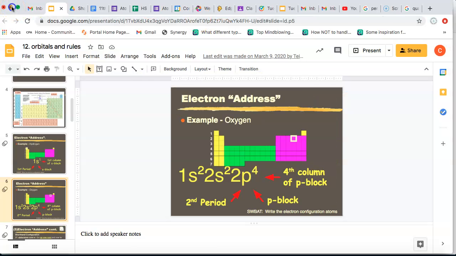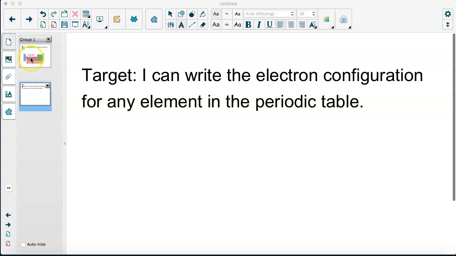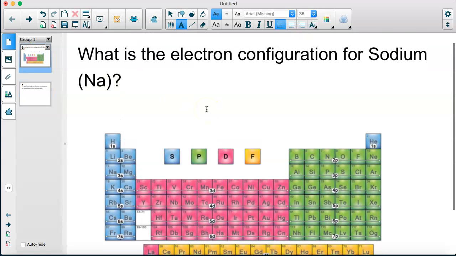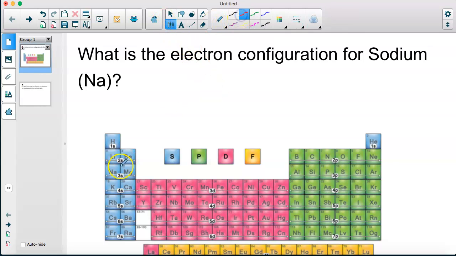All right, let's give you guys a practice problem to see how you do. So what we're going to do, and we'll do this one together, is we are going to try and draw the electron configuration for sodium, Na. Okay, so what is the start of our electron configuration going to be? What's the first piece of our electron address? What are we going to start with?